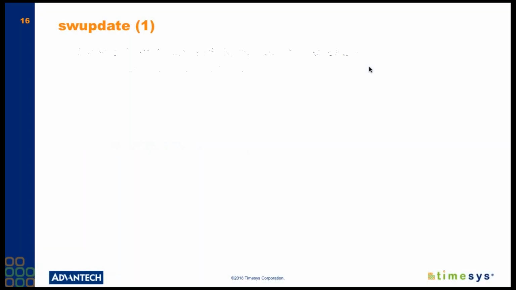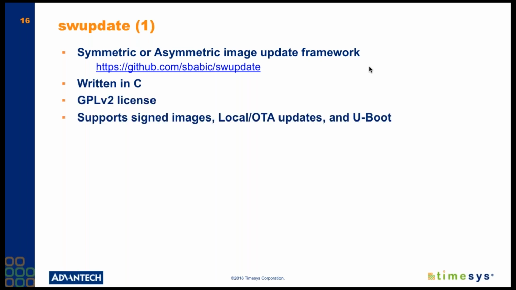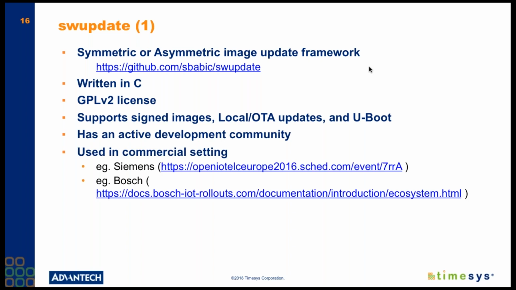So what are the frameworks? I mentioned SWUpdate. SWUpdate is, well, supports the complete image updates, both in symmetric and asymmetric approach. It's written in C. It's licensed as open source. It supports signing images and also local and over-the-air updates. Has a quite active development community and is used in commercial settings by many customers. I've mentioned here Siemens and Bosch that use this technology in their IoT solutions.